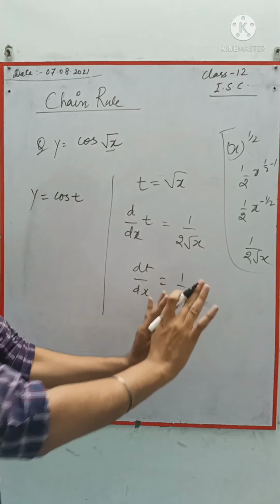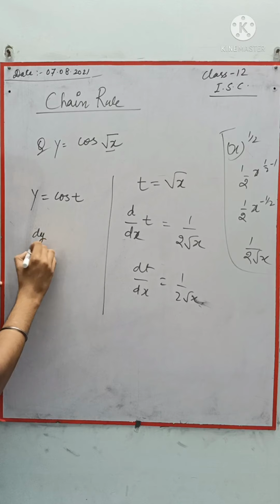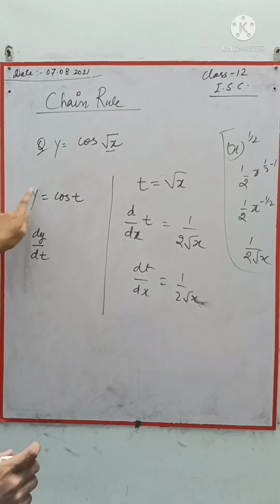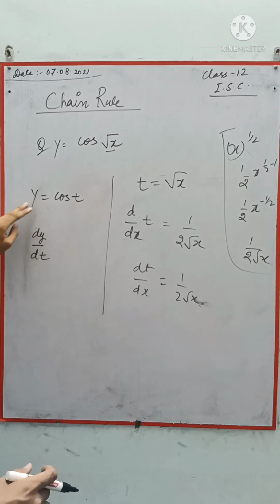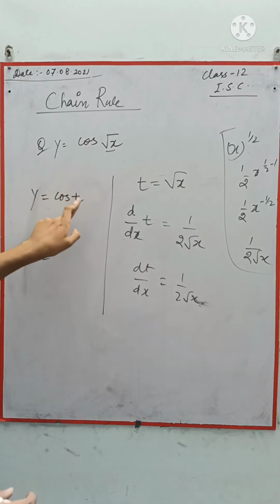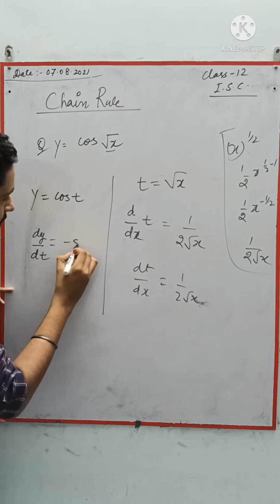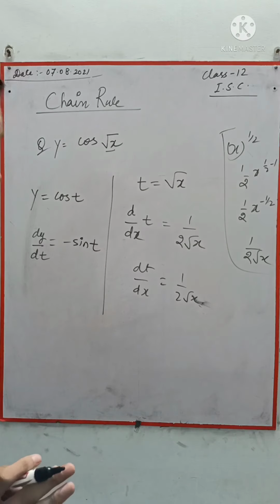Keep it aside. Come here. y is equal to cos t. So differentiate this y with respect to t only, because we don't have x here. Differentiating y with respect to t, it will be dy/dt is equal to the derivative of cos t, which is minus sin t. Clear up to here?